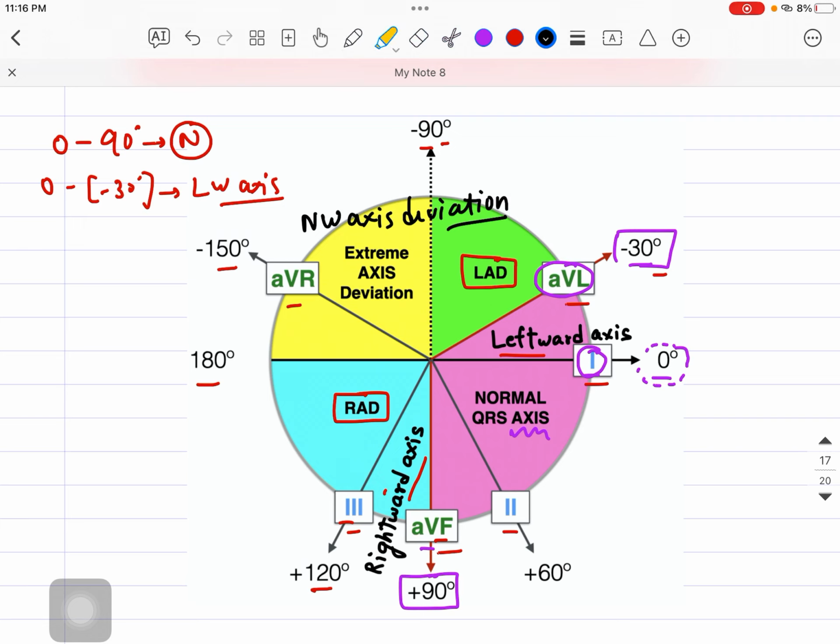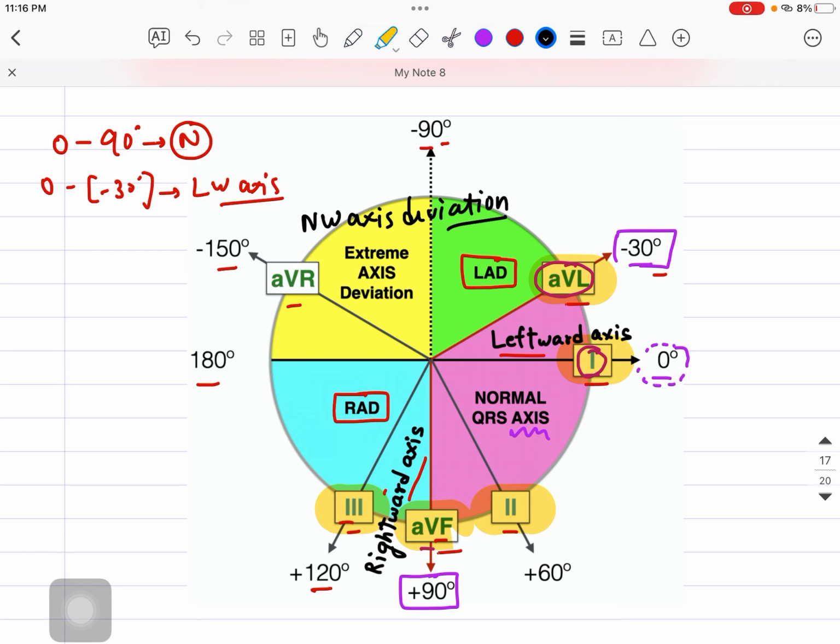So we need to look into the leads. I'm highlighting those leads: lead 1, lead AVL, lead 2, AVF, lead 3. What we need to memorize here is that between the 1 and the AVF, usually the patients have normal axis, normal QRS axis. Between the 1 and AVL, that is 0 degree to minus 30 degree, that is the leftward axis. Between plus 90 to plus 120 degree, that is the rightward axis, right?